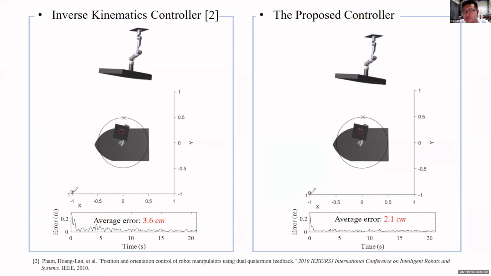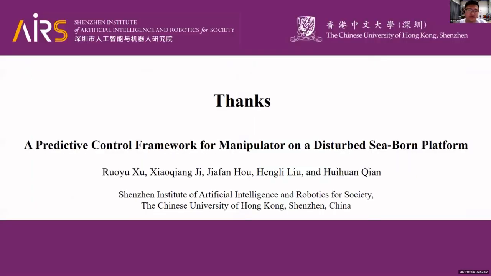Our future work is to implement this method on a real manipulator. Thanks for your attention.